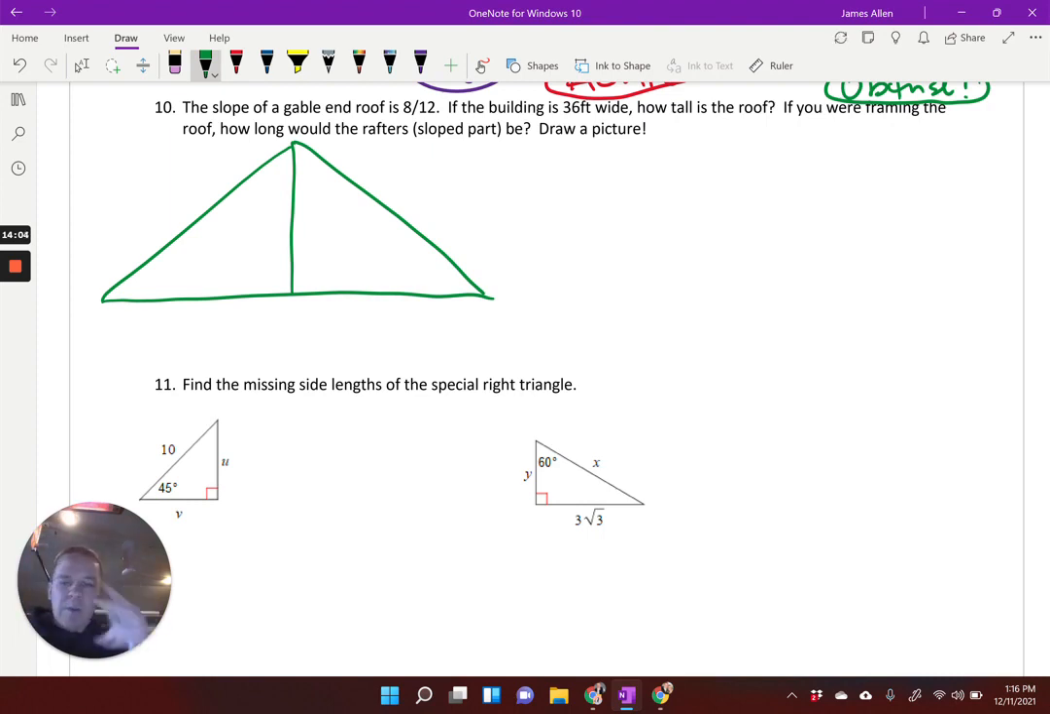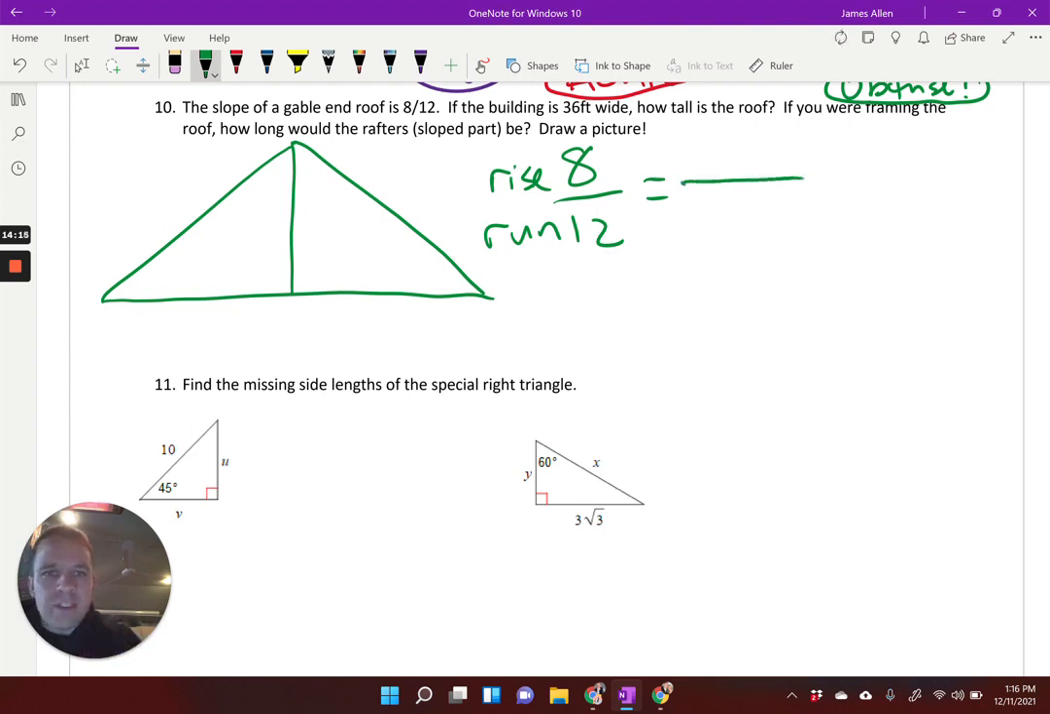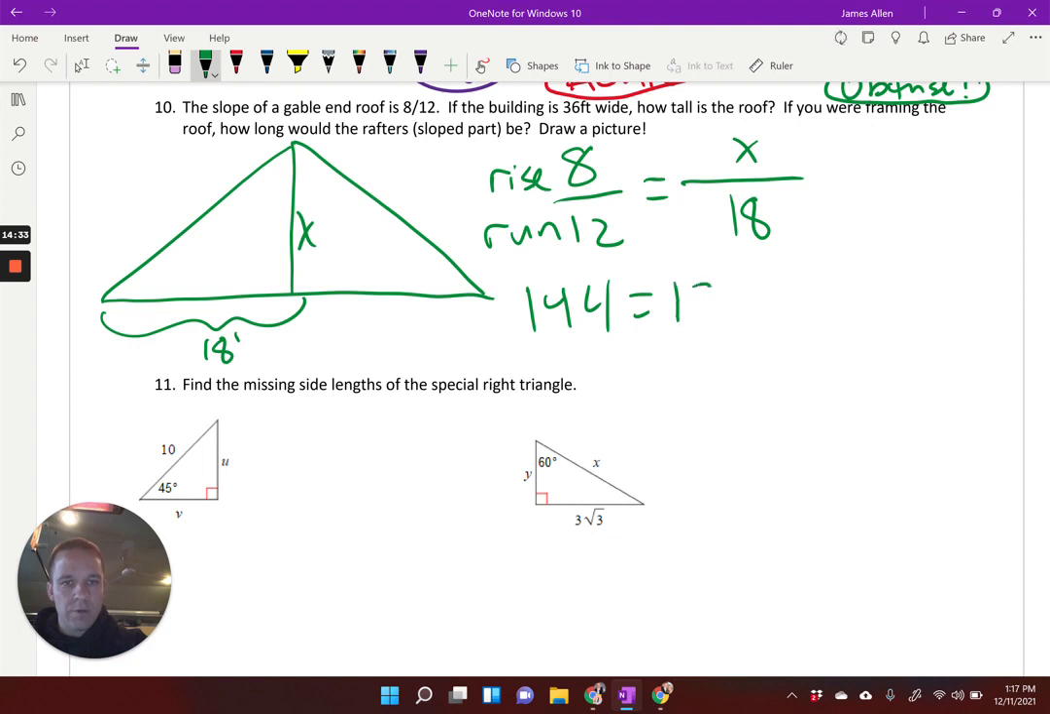There's going to be other ones in there as well, but we're not really worrying about those lengths, so this is what we'll work with. I got an 8/12 pitch. That is rise over run. Well, I've got a 36-foot wide building, which means that this right here is going to be 18 feet, right? Halfway across. That's my run, so that's my 18 here. My X is going to be my rise. Let's cross multiply. I got 8 times 18, and that is going to be 144 equals 12X. Divide this by 12. That's 12. X equals 12 feet for my rise.